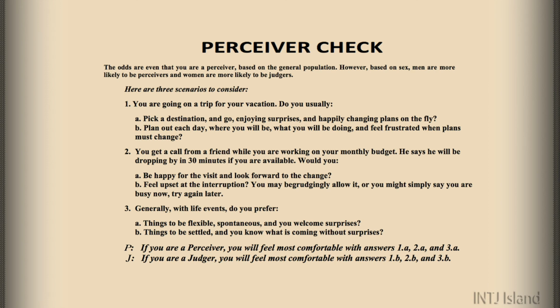A perceiver tends to be open to spontaneous events and very much prefers flexibility to structure. A judger wants to get things done right now. He tends to focus on a project until completion and only then looks to find a new project. Interruptions are unwelcome. A change in plans at the last minute is upsetting.